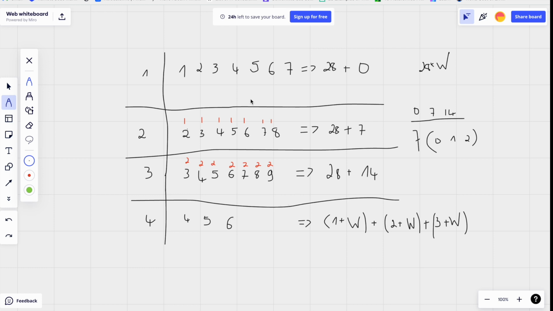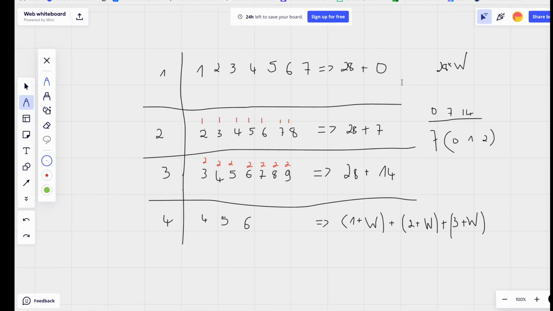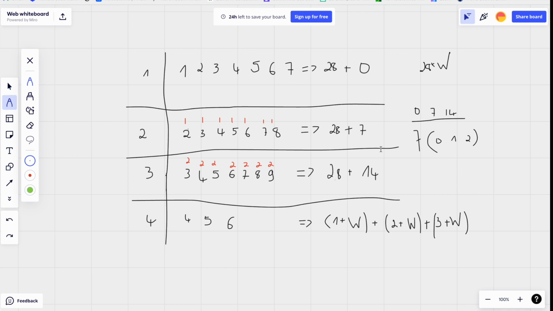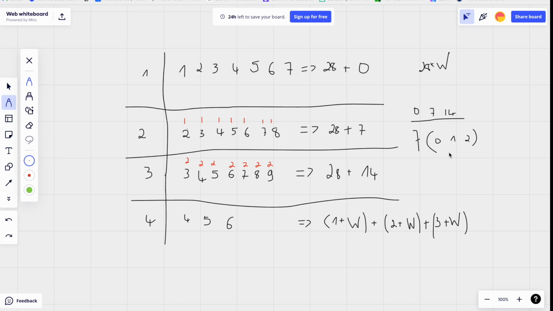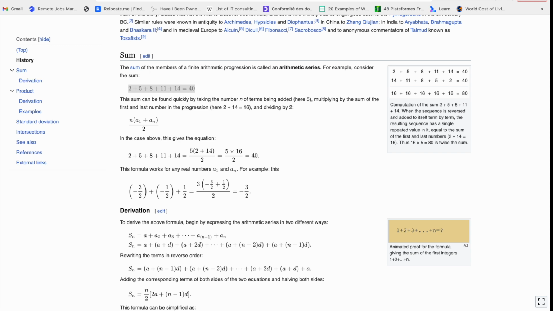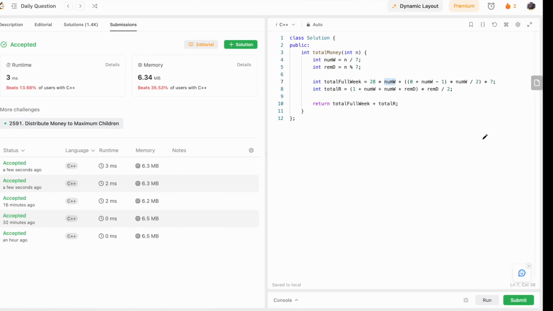Now to compute the amount saved in full weeks, we are going to have the total full weeks, which is actually 28 times the number of weeks. That is what we said, because we have 28, 28, 28. And then we are going to compute the remaining part by using the formula we just saw here. That means the first element plus the last element, times the number of elements, divided by 2. In this scenario, our first element is actually 0. Our last element is the number of weeks minus 1. And the number of elements is equal to the number of weeks. So that's what we are going to use here.